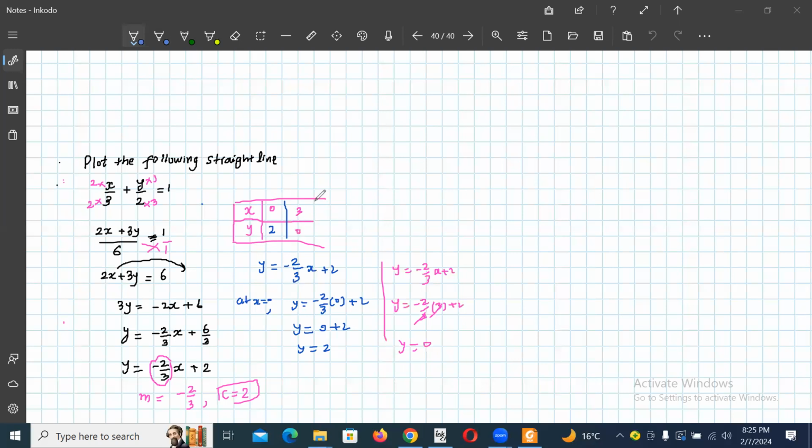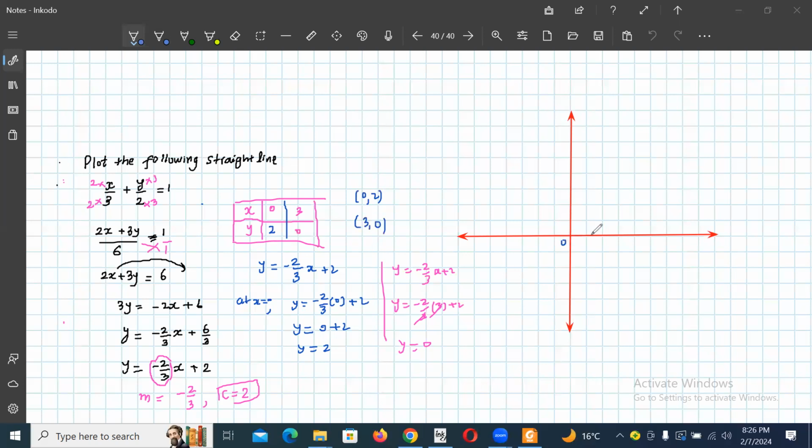So here we are getting 0. It means 2 points are enough. After this, we can draw on the graph paper. So we need lines. For example, here y-axis, and this side we have x-axis. So how to plot? For that, we need to draw these coordinates. These coordinates are 0 comma 2 and 3 comma 0.